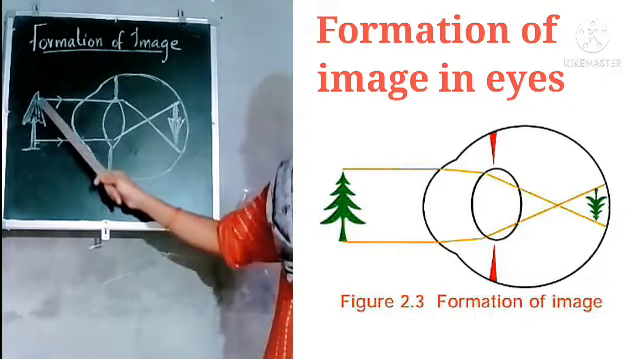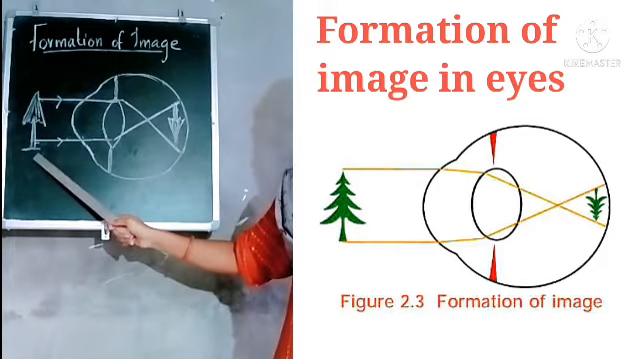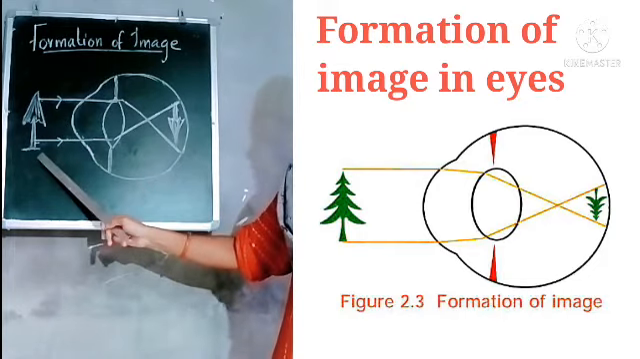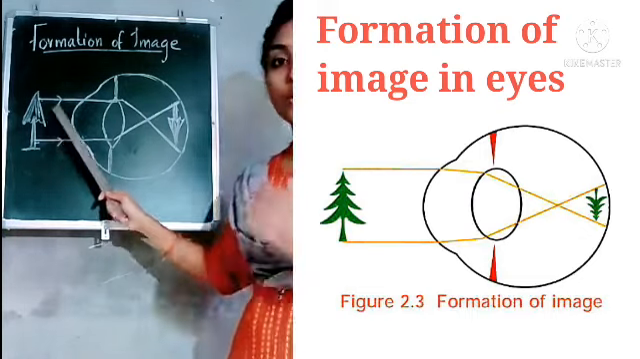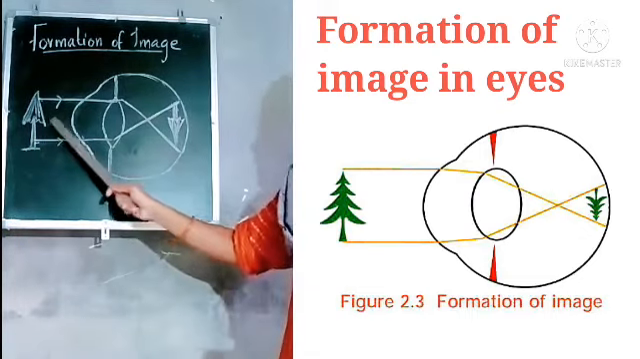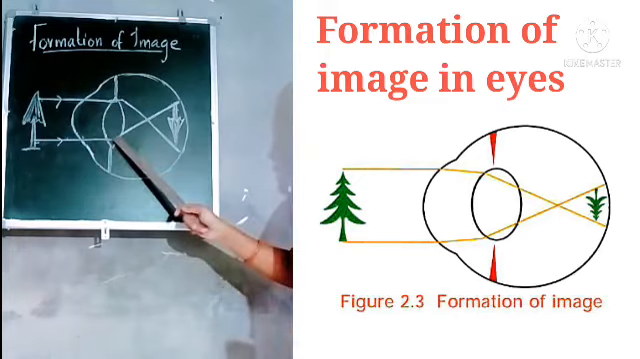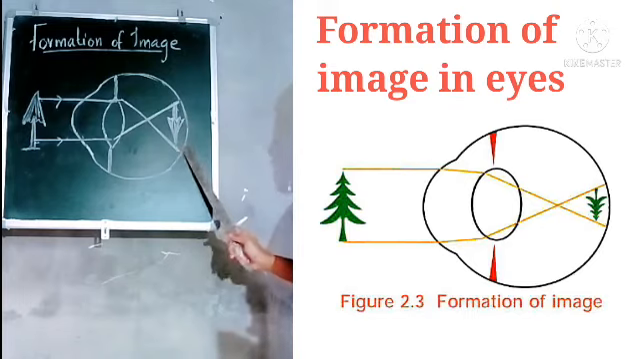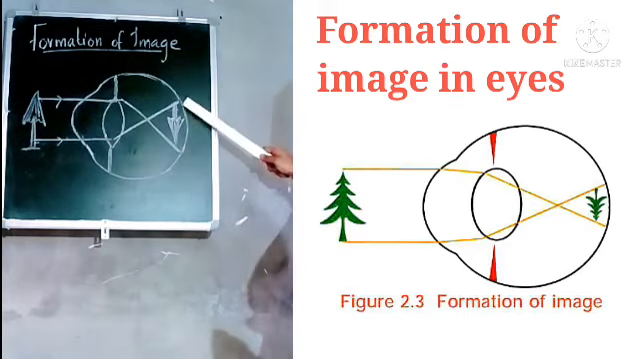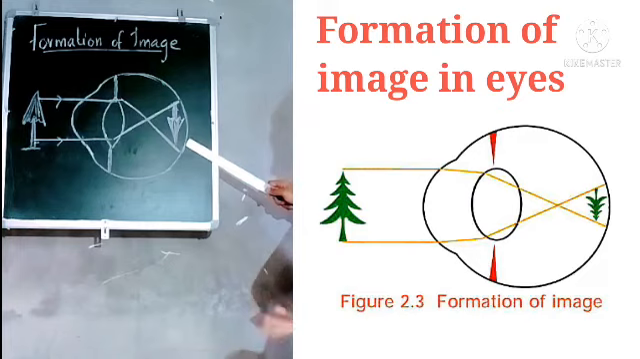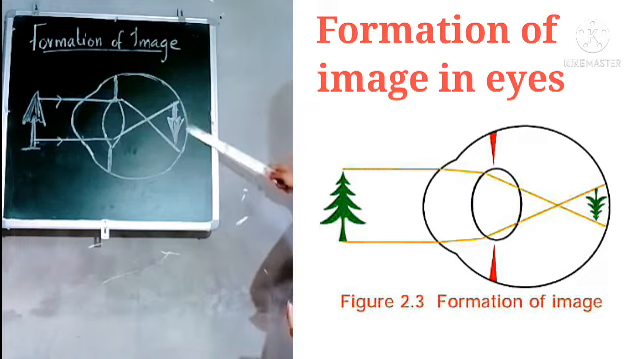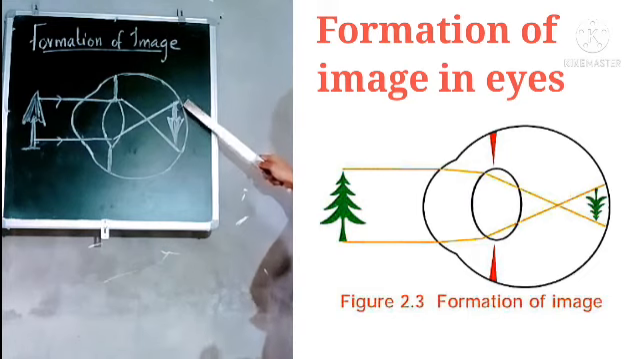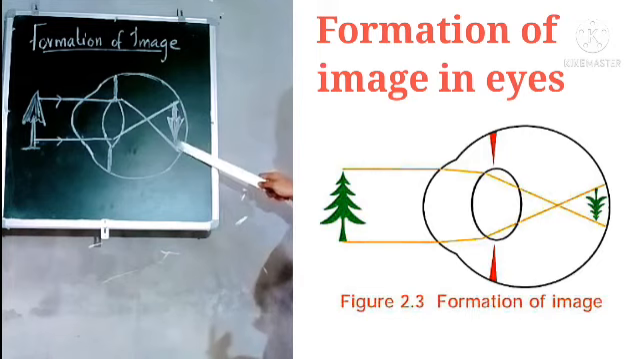Here you can see this is the object. Here the object is a tree. The light rays that fall upon the tree are reflected back and enter through our eye, through the lens, and then focus an image on the retina. You have already studied about the retina while learning about the parts of the eye. The retina is located here. Retina is a screen on which the image is formed. Here you can see this is the image formed on the retina.